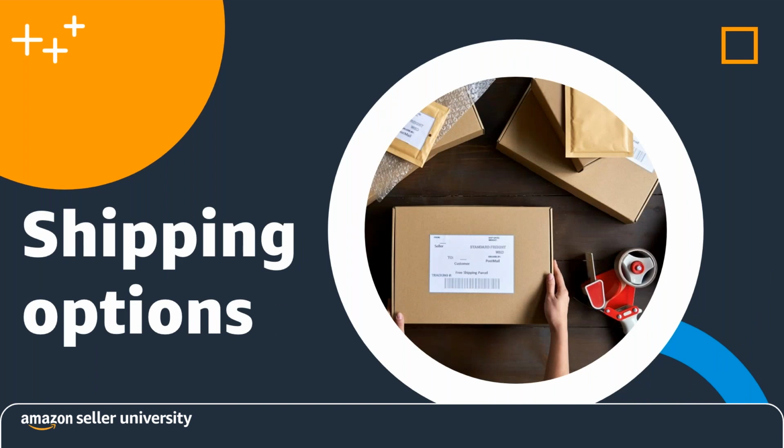Thanks, Chase. Now that we have our products listed and some tools for getting them in front of customers, let's talk about fulfilling orders when you receive a purchase. Amazon sellers have two main options for fulfilling their orders: Fulfillment by Amazon, known as FBA, or Merchant Fulfilled Shipping, also known as Self-Shipping, FBM, or MFN.